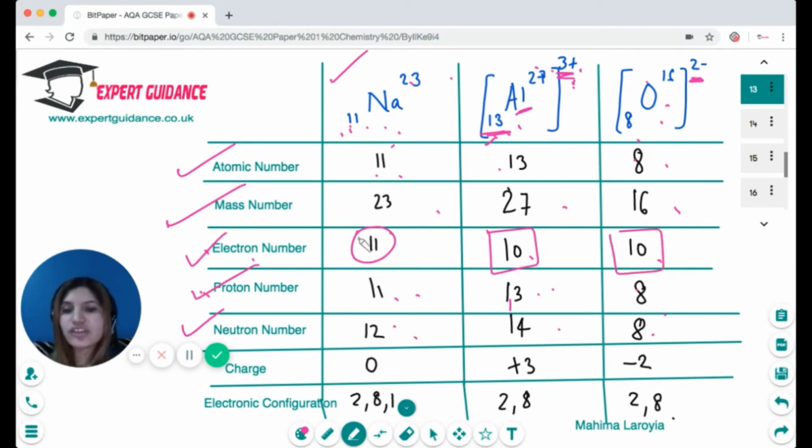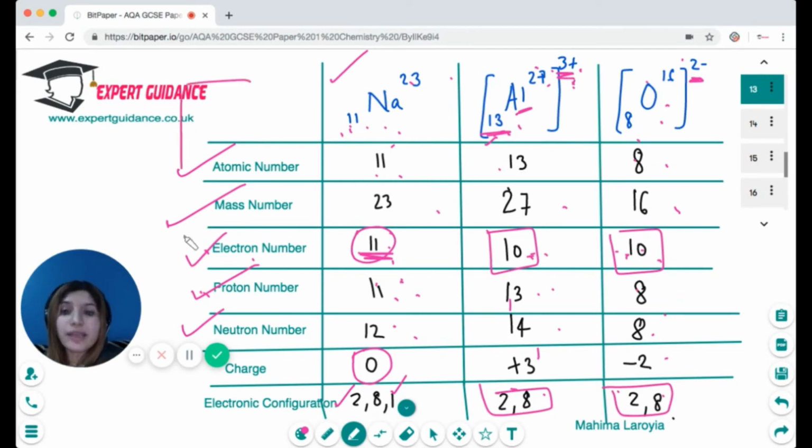Okay, so the charge is the proton number take away the electron number. So here it is an equal number, so it is 0. Here the charge is +3. Here the charge is -2. Now electronic configuration, since the electron number is 11, so 2 in the first shell, 8 in the second shell, and left over 1 in the third shell. These both have 10 electrons, so 2, 8, full outer shell configuration you will have for both these ions.